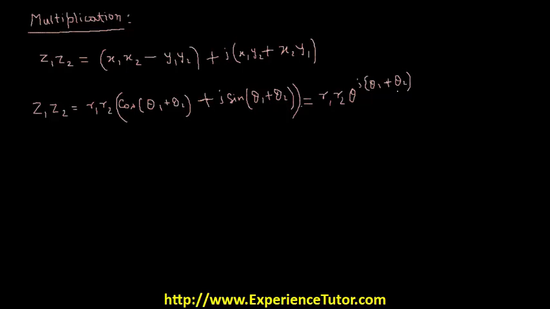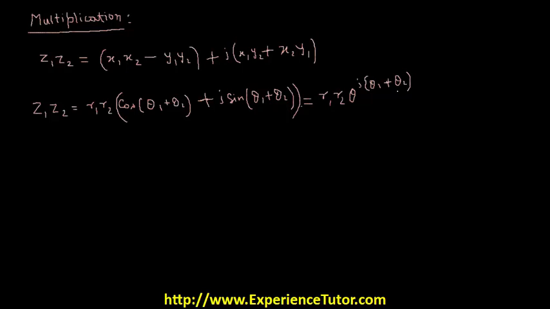Multiplicative identity. For any complex number x plus i y, there exists a complex number 1 plus i 0 such that x plus i y multiplied by 1 plus i 0 is equal to x plus i y. 1 plus i 0 is called multiplicative identity.